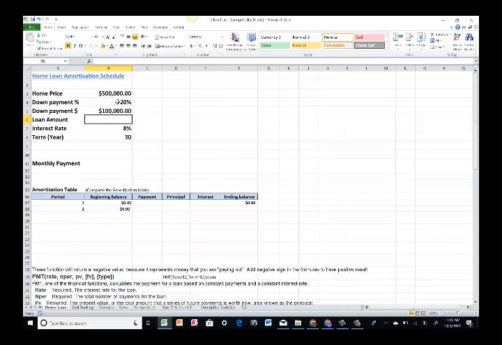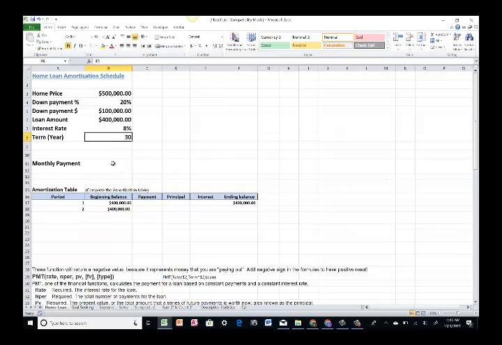The rest is going to go to the loan amount. We're going to borrow it from the bank. To calculate the loan amount, you need to take the home price and subtract the down payment amount. My interest rate is 8% annually. The loan is going to be paid out in 30 years. The term of the loan is 30 years.